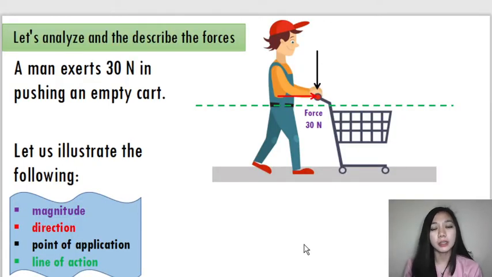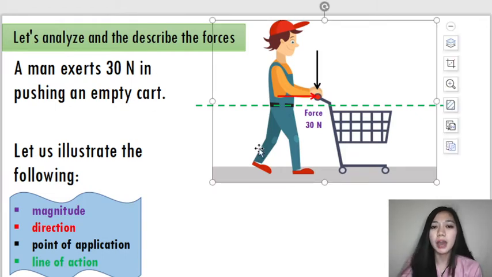Let's try this one. Let's analyze and describe the forces in this scenario. A man exerts 30 newtons in pushing an empty cart. So in this picture, we have two bodies or two objects involved, a man and a push cart.